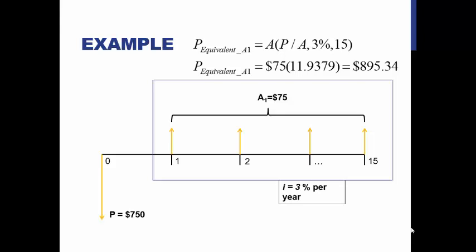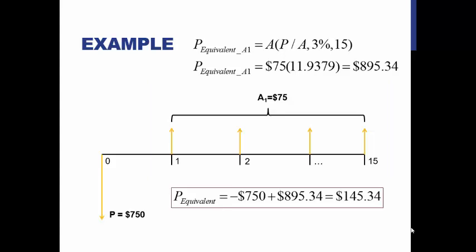That is 11.9379, and we get that this annuity is equal to $895.34 in year 0. So present equivalent value is the negative $750 that we paid, and then the $895.34 annually that is earned from the project, and overall the net present value of that is $145.34.